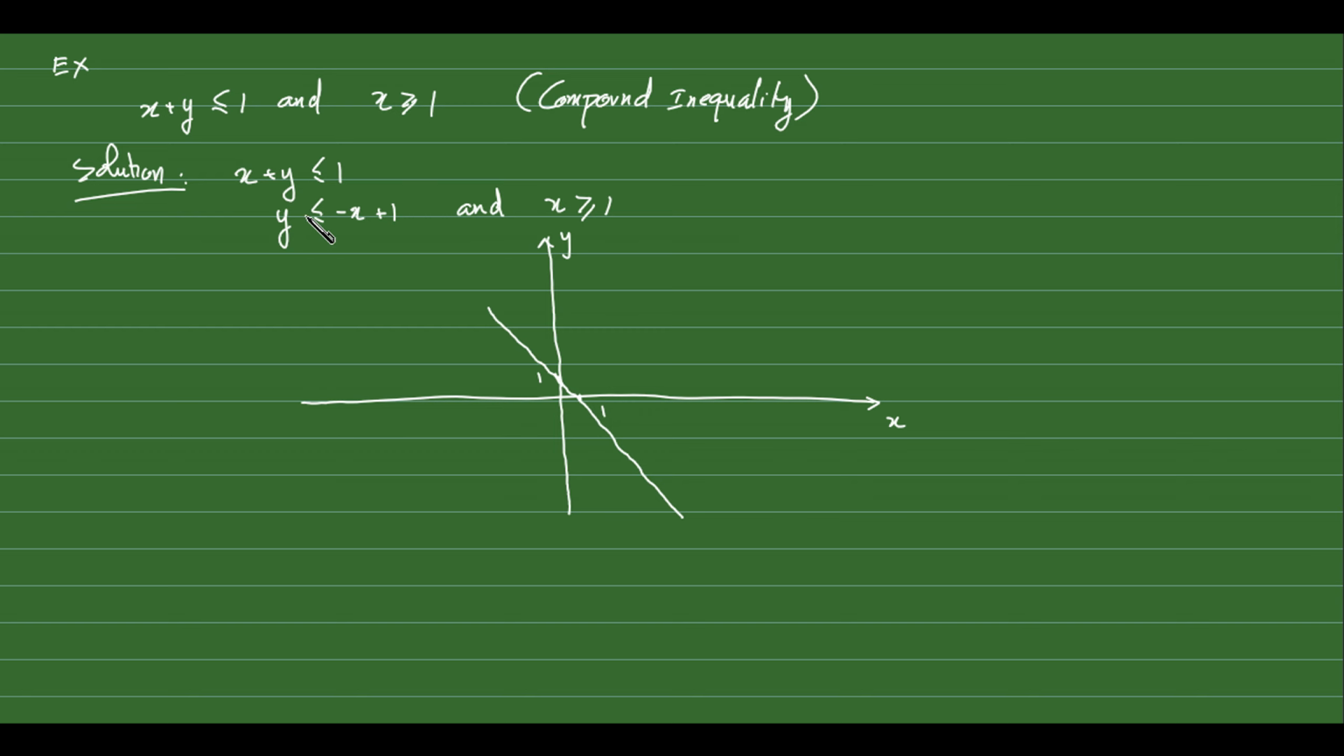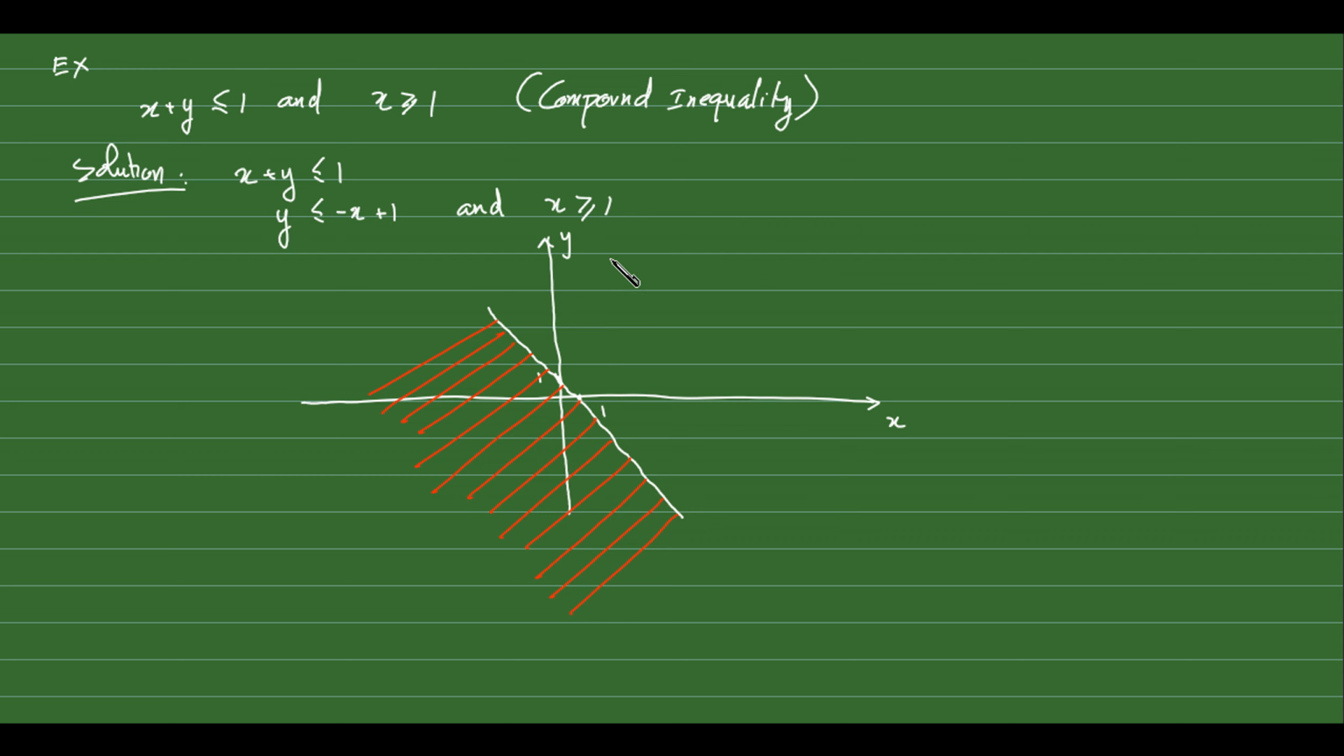Then this is an equal sign, so we're going to use the solid line, and this is less than. So we're going to shade everything under the line. I'm going to shade it in red color. I'm going to shade everything under the line because it's less than, right? All right. Now let's do the second one.